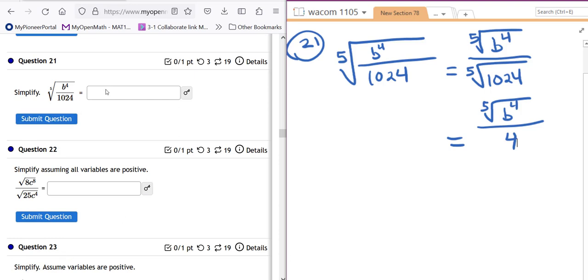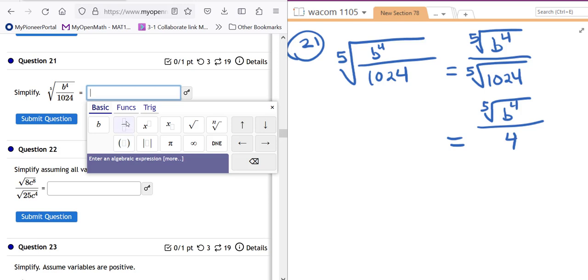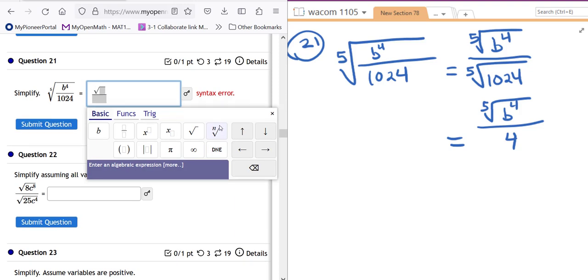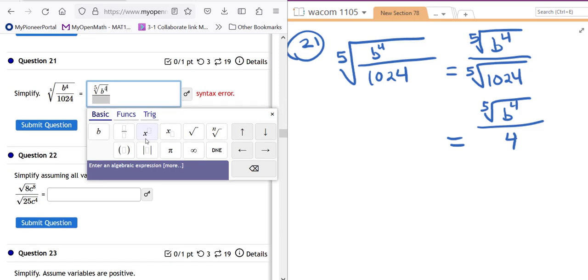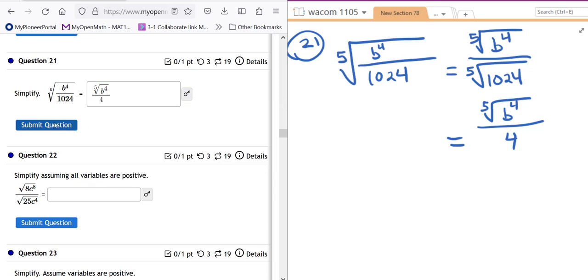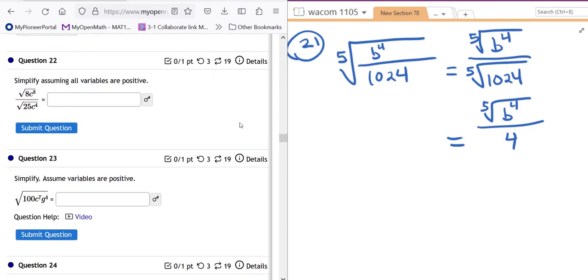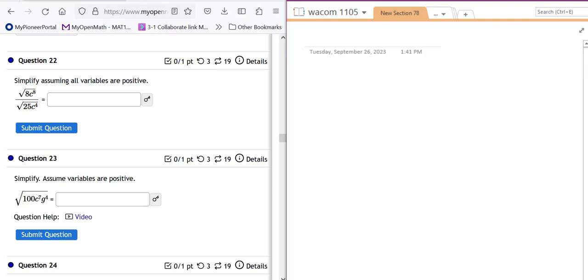And if you're going to enter this, you should do your fraction button first. And we're on the numerator, so we want any root. And we do the index, and then click underneath. We have B, you have to do the exponent, 4, and then you want to be down here, 4. Half the time entering it is the issue. All right, so 22. Let's see what we have going on here.